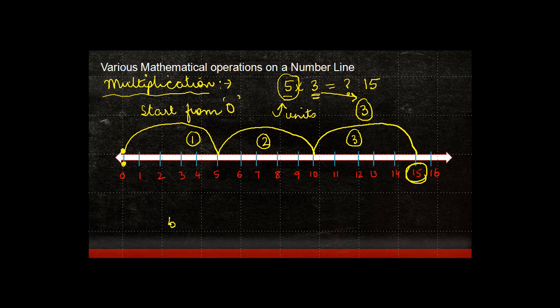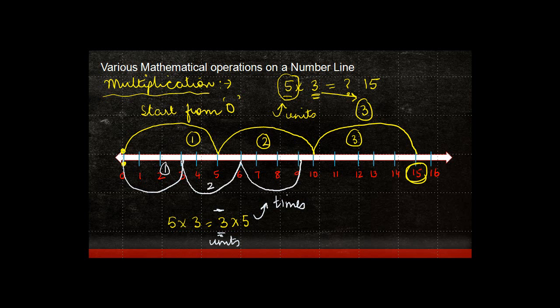Now you know that 5 times 3 is equal to 3 times 5. Right? So the other way you could have done this, and it is not advisable, because you have to jump a larger number of times, is you can jump 3 units at a time, and you do that 5 times. So would the answer be the same? Let's see. I jump 3 units 1 time, then 2 times, then 3 times, then 4 times, then 5 times. And where do I reach? Again at 15. So multiplication is nothing but you move a given number of units, a given number of times.